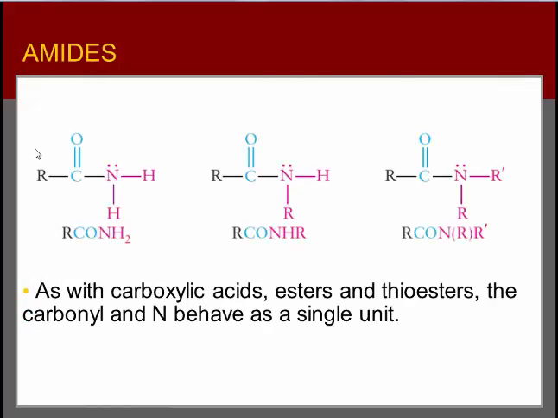So another form of carbonyl derivative, carboxylic acid derivative, is called an amide. These are different from amines. We'll talk about amines in a few minutes. Amides have a carbonyl with an R group on one side and a nitrogen with either H's or R's attached to it. So these are all examples of amides. They can have hydrogens or R groups attached, and the nitrogen is directly attached to a carbonyl. That's an amide, so this entire section is an amide. The carbonyl and the N behave as a single unit. That's an amide functional group.